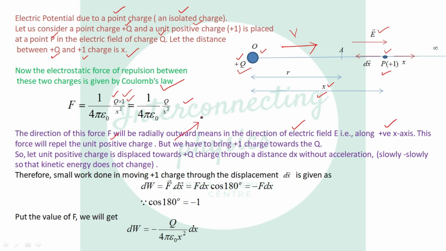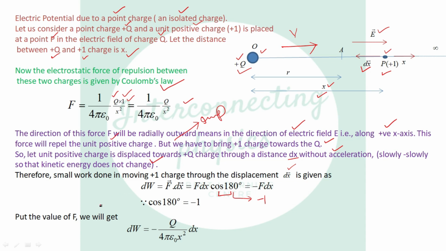But the main important point here is that we have to bring the plus 1 charge towards the Q. Let the unit positive test charge be displaced towards Q through a distance dx without acceleration, slowly, so that kinetic energy does not change. Then the small work done in moving the plus 1 charge through displacement dx will be force into displacement. Now open up this, we will get F dx cos 180 degree. And what is the value of cos 180 degree? It is minus 1. So it is minus F dx.